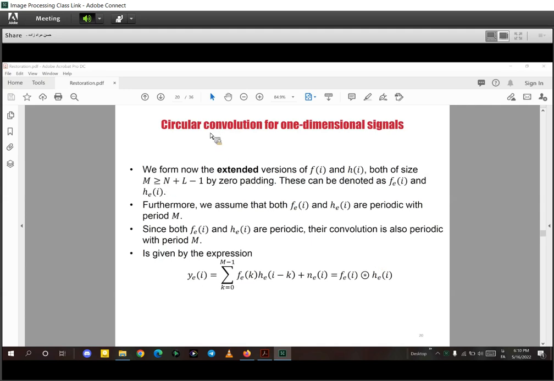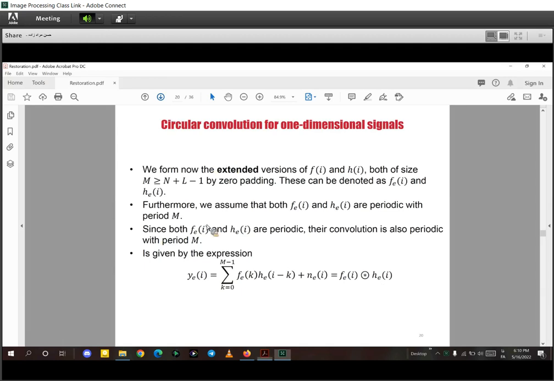That's it. We had this slide: circular convolution, y extended is the sum over k of f extended k, h extended i minus k, or f extended circularly convolved with h extended. This is circular convolution for 1D, one dimension.